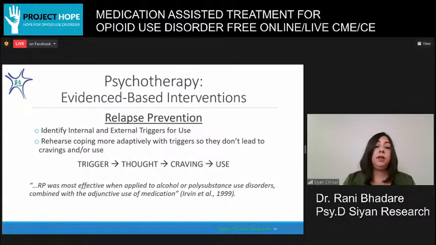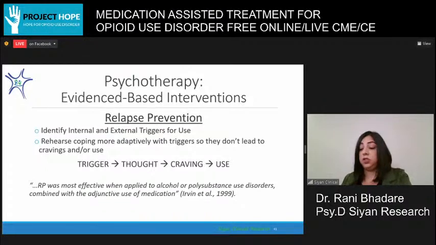But if we can help them manage the trigger and the thought, we can interrupt the cycle there and prevent the use. Because once a person gets to craving, that's a very powerful urge that can be navigated, but it takes more energy and work. Relapse prevention was most effective when applied to alcohol or polysubstance use disorders, combined with the adjunctive use of medication. So there's another reference underscoring the efficacy of relapse prevention in promoting the success of patients.